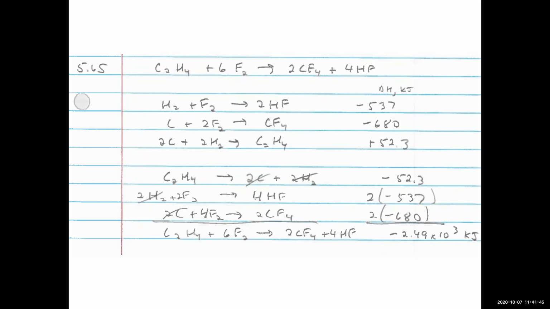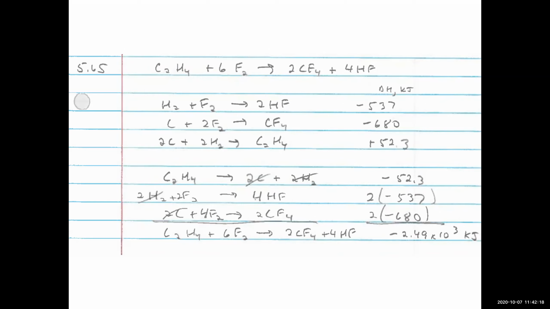The other two, the 537 and the 680, for the H2 plus F2 going to HF and the C plus F2 going to CF4, you see we have 2's in front of those. Why do we have 2's in front of that? Yep, because we had to multiply them by 2 when we were getting our intermediate equation straightened out. So that tells us we have to multiply the delta H for each of those by 2 because there's double that in there. Okay? So then you go ahead and do the math and you get the value.